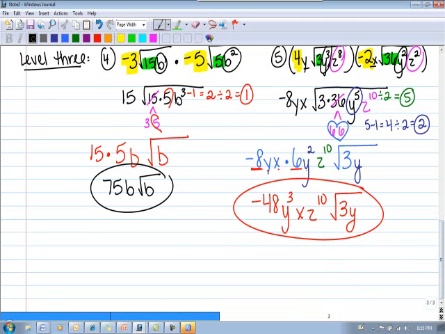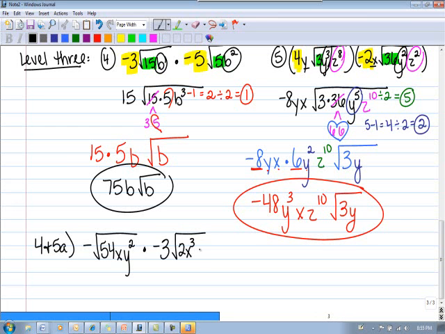So your question 4 and 5a is negative square root of 54xy squared times negative 3 square root of 2x cubed y to the fourth.